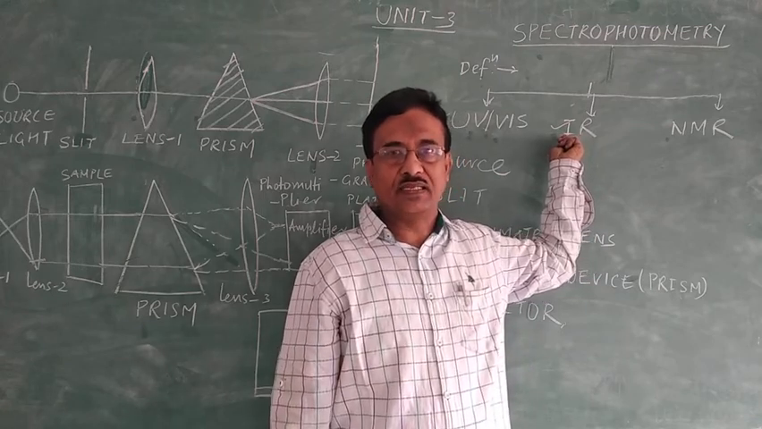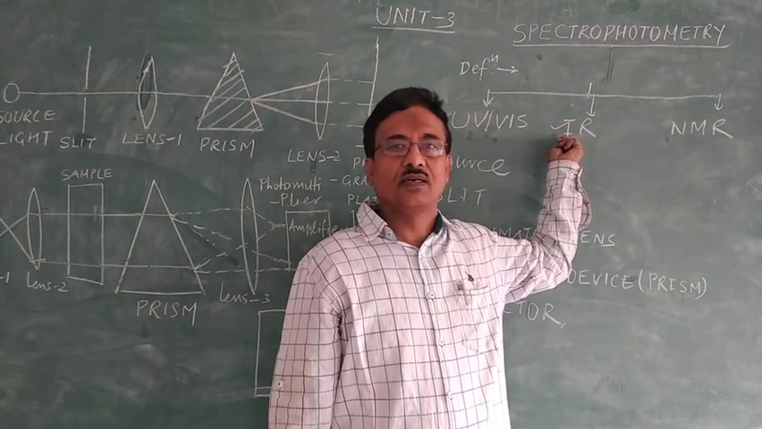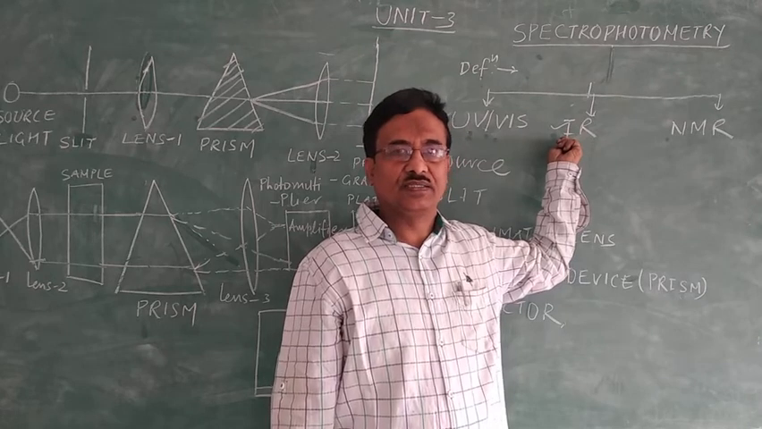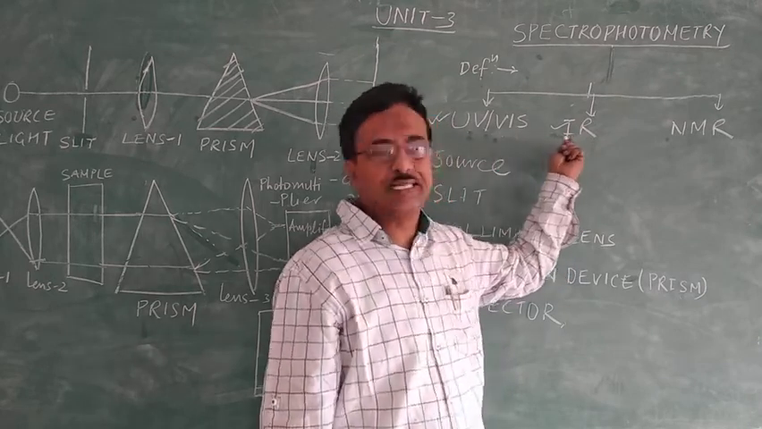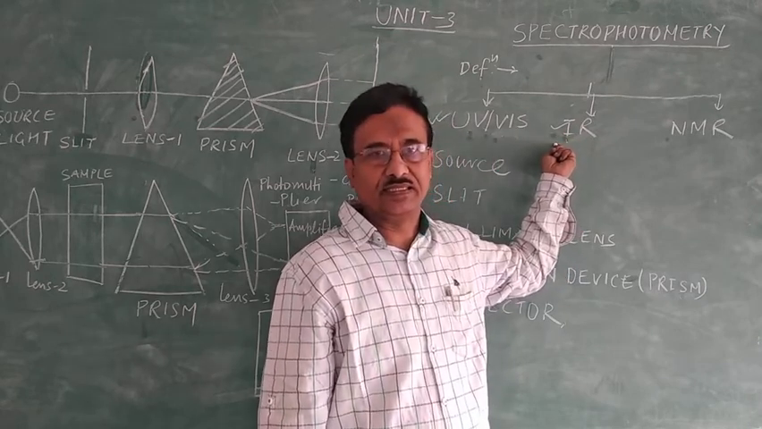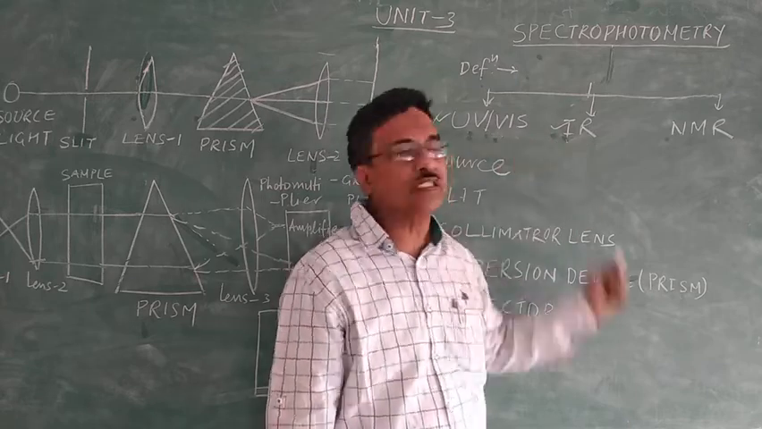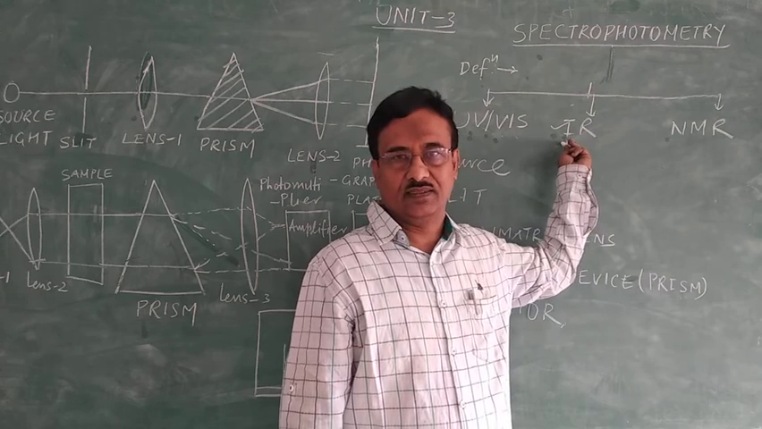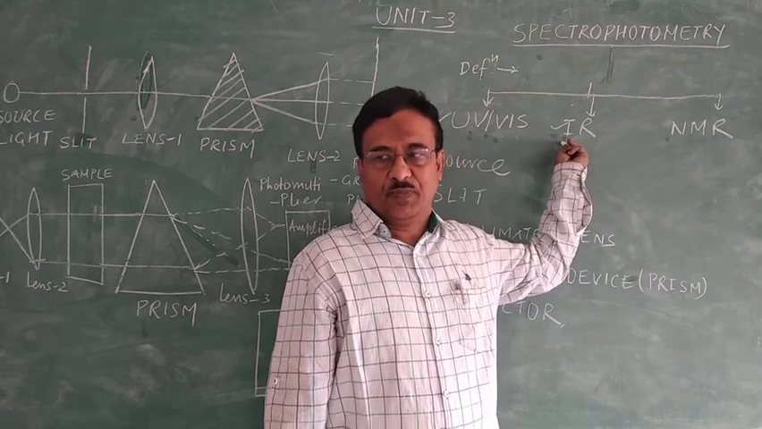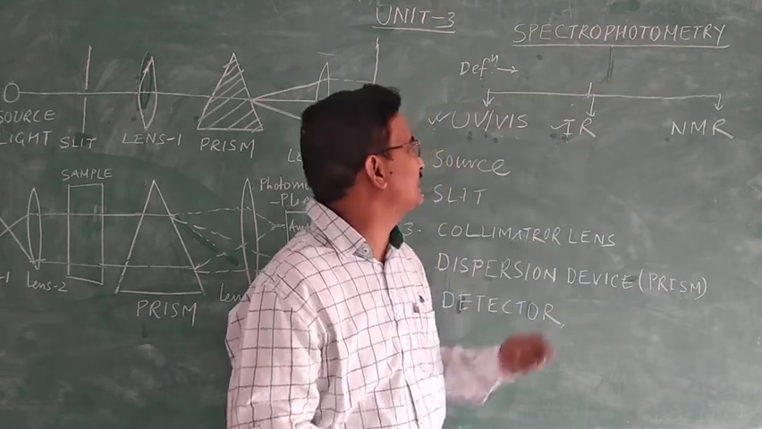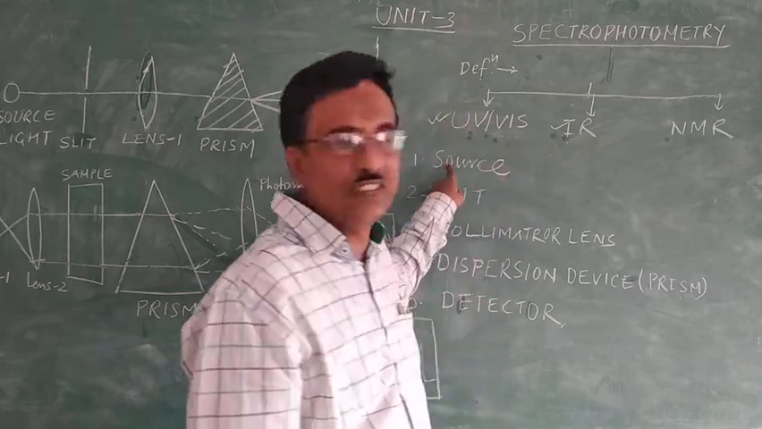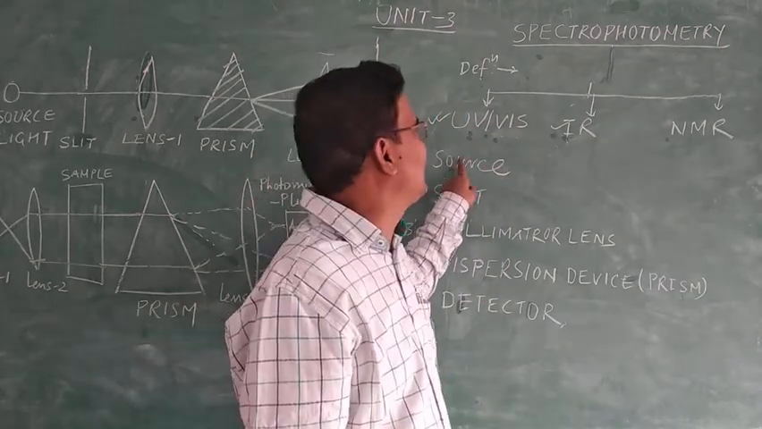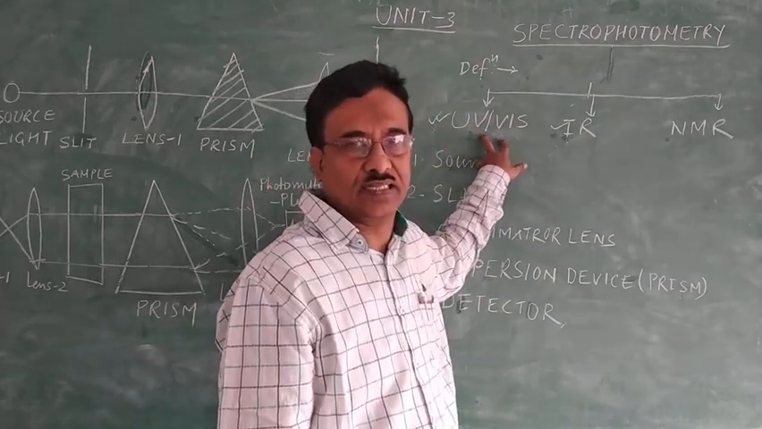How will you determine the unknown compounds through this spectrophotometer machine? That is the UV visible spectrophotometer and second is the IR spectrophotometer. So, before discussing, we discuss the types of instrument parts present in these two spectrophotometers.